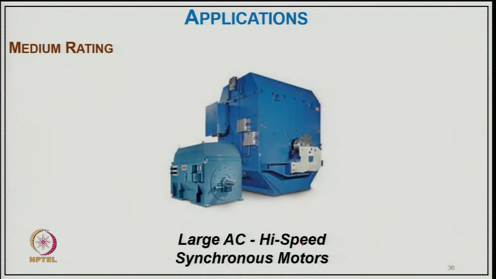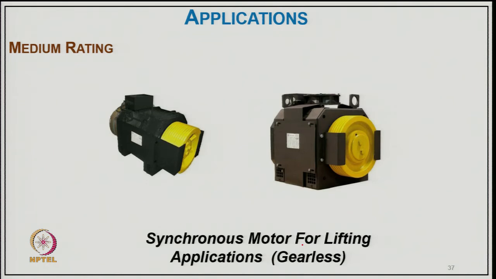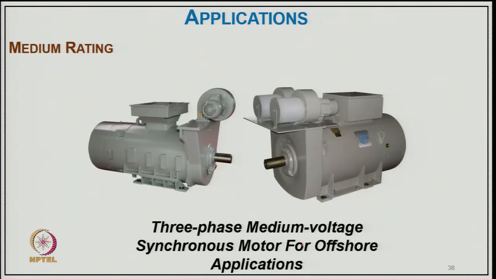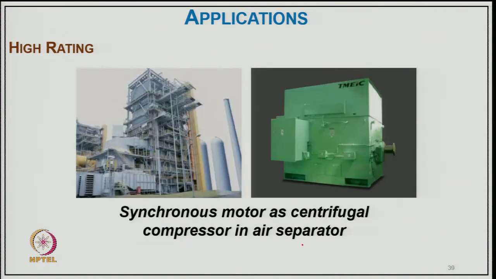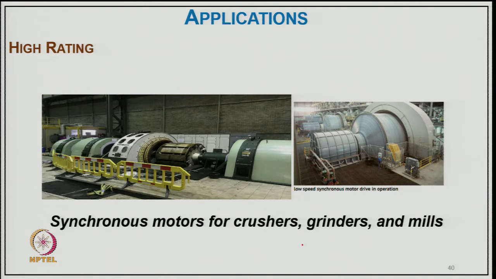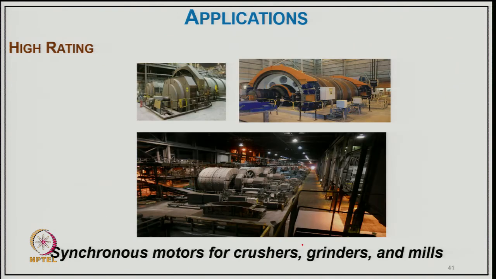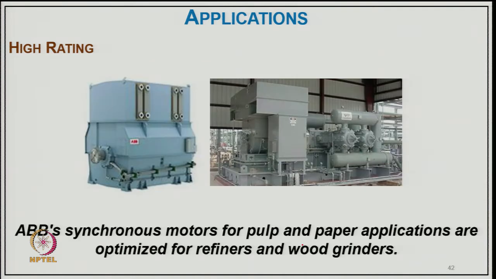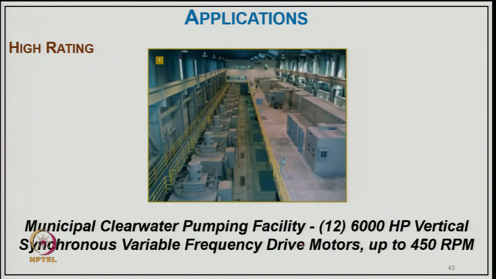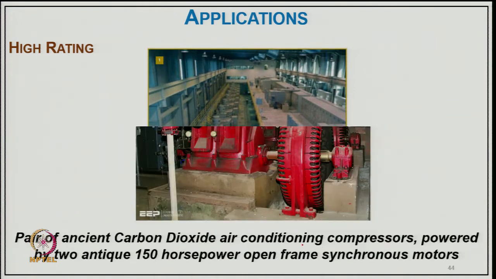then large AC high speed synchronous motors, then synchronous motor for lifting applications like gearless, and 3-phase medium voltage synchronous motor for offshore applications, and synchronous motor at centrifugal compressor in air separator, synchronous motors for crushing, grinders and mills, then ABB synchronous motors for pulp and paper applications, optimized for refiners and wood grinders and municipal clear water pumping facility. 6000 horsepower vertical synchronous motor, variable frequency drive, up to 450 rpm.